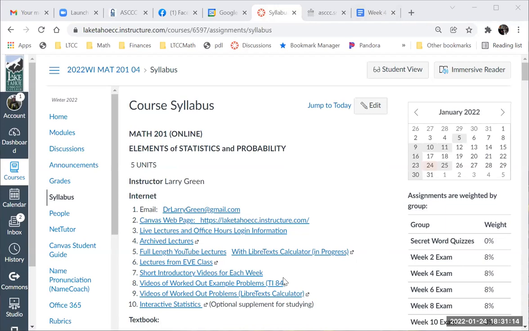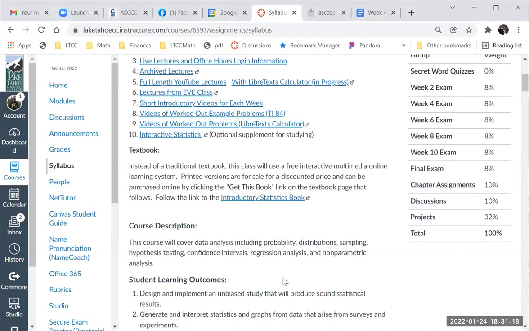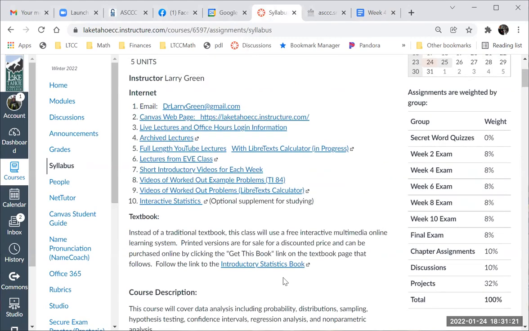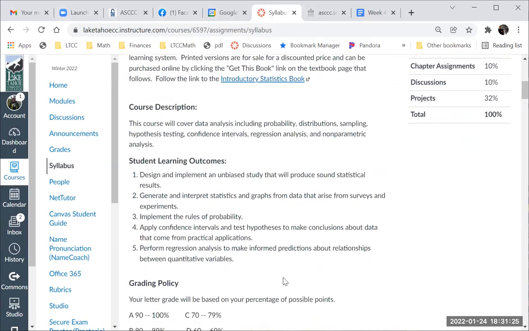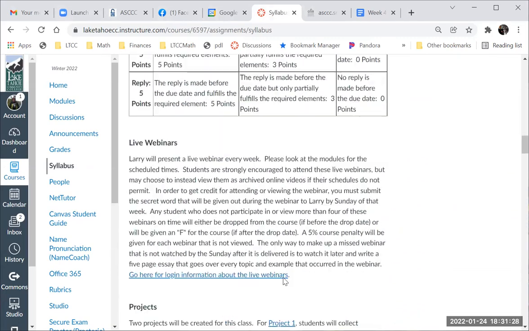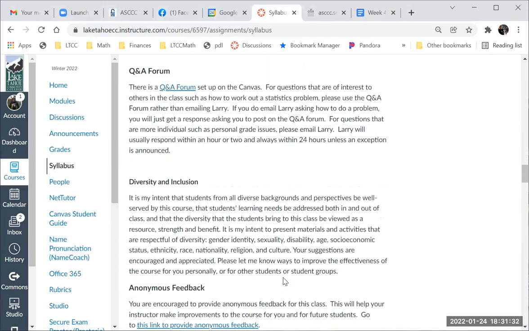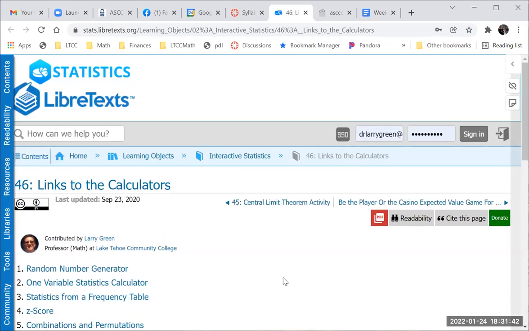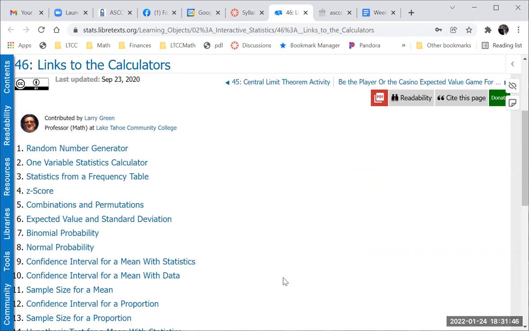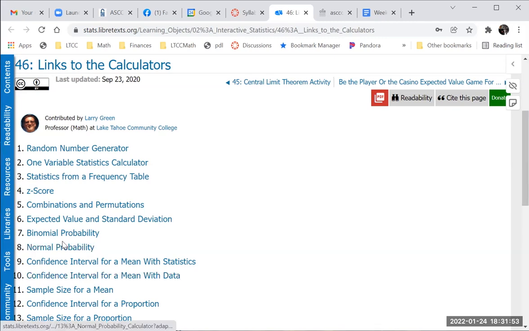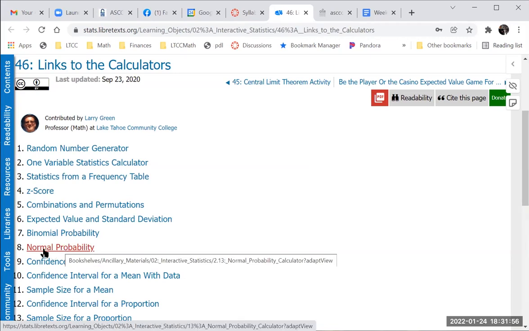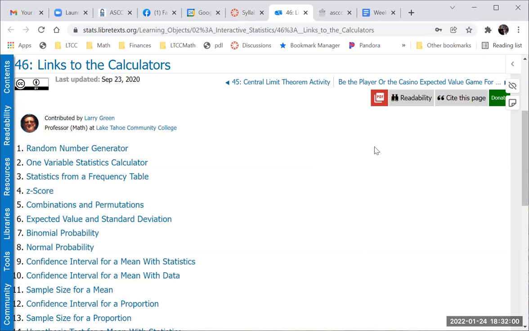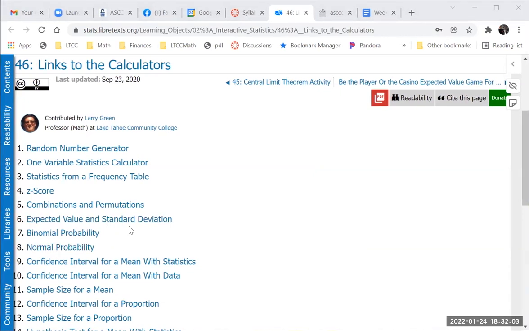I just have to find it. I think that's down lower, actually. Let me find it again. There it is. LibreText calculator. And what number do you think I'm going to be looking at for the calculator? Number 8. So again, I tried to put these in the order in which we do things, and I tried to name them with the name of what we're doing. And we're doing the normal distribution, so you're going to hit normal probability.